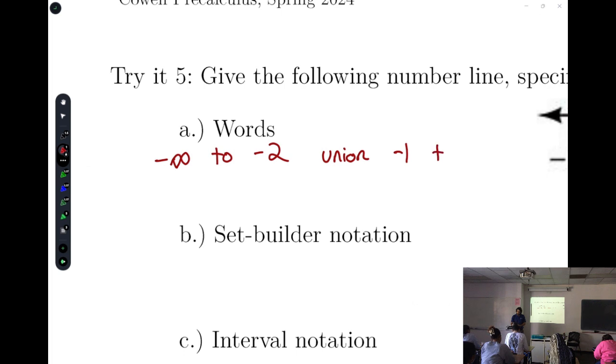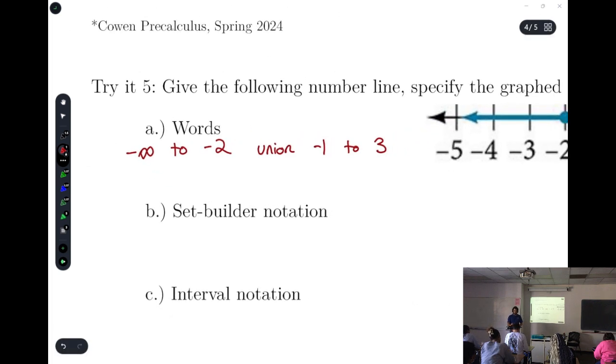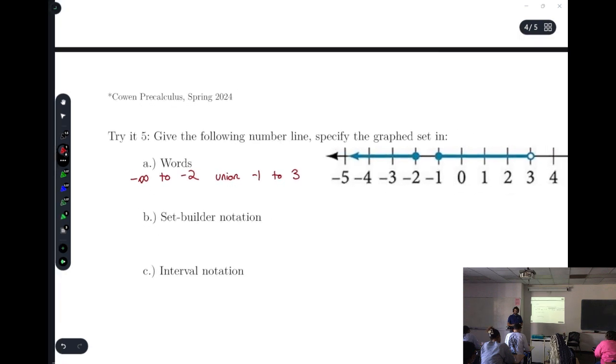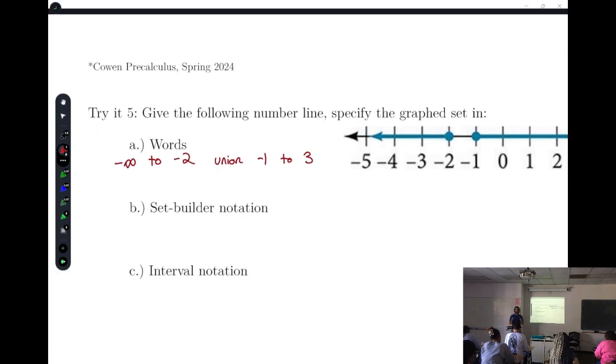Union negative 1 to 3. Okay. I'm gonna stay with the hood people. Anybody that still has a hood? Is there anything important? There is. I'll tell you, there is. That's a good start. But there's some important information missing from it that we actually do need to know.